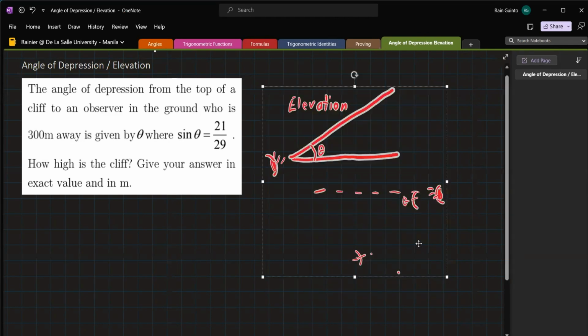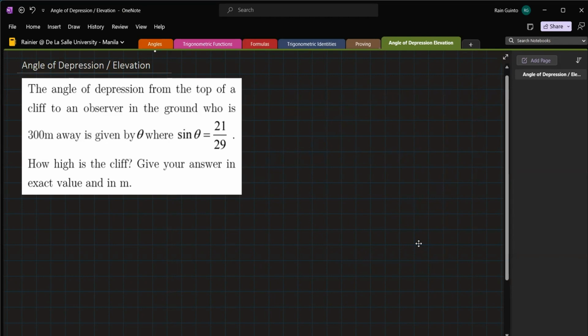It reads, the angle of depression from the top of a cliff to an observer on the ground who is 300 meters away is given by theta, where sine theta equals 21 over 29. How high is the cliff? Give your answer in exact value and in meters.